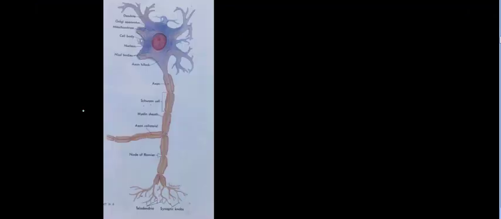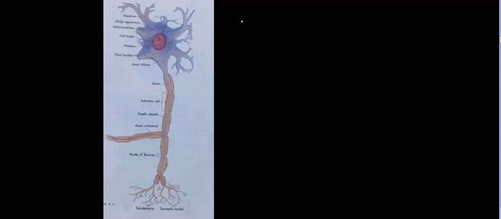Next, another important cell is the neuron, as you can see. This is the diagram of our neuron, one of the most important cells in our nervous system. Neurons are the structural unit of the nervous system, and these are highly specialized cells that conduct messages in the form of nerve impulses from one part of the body to another.